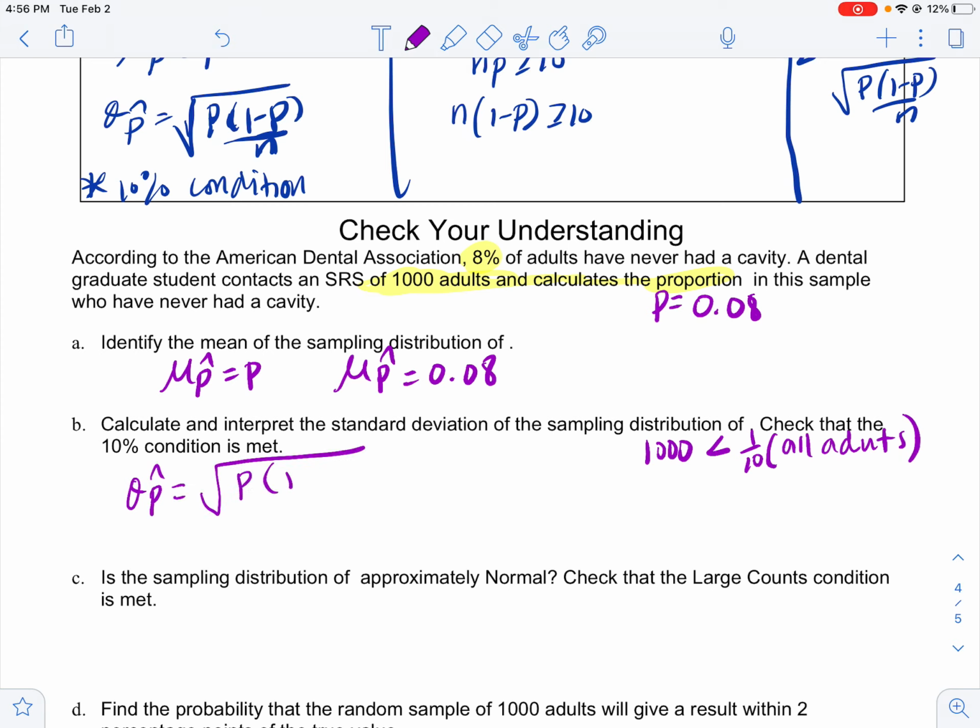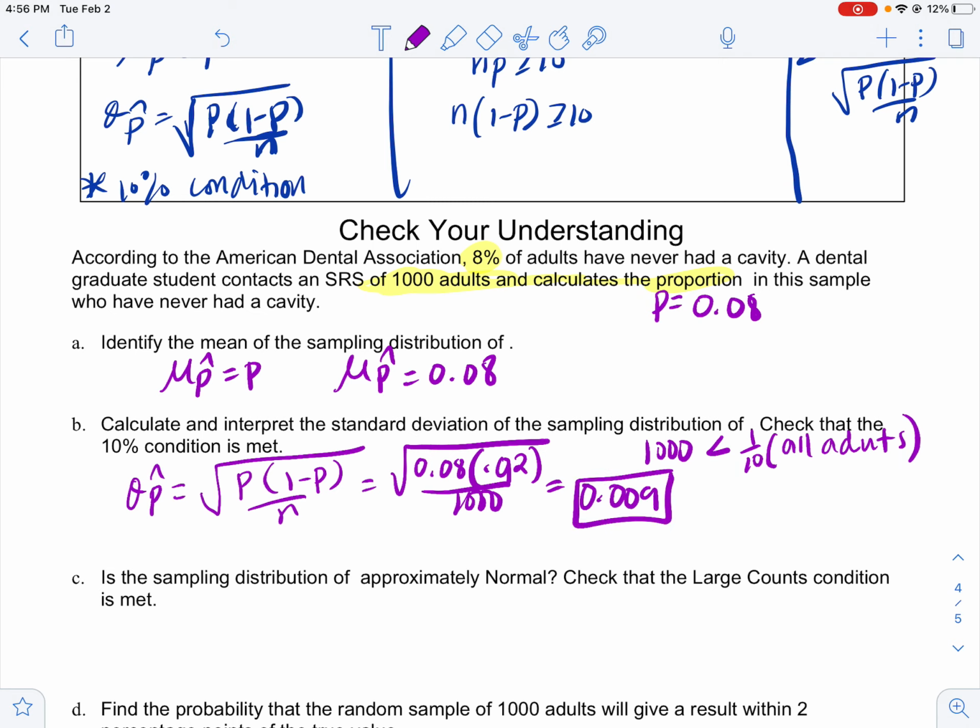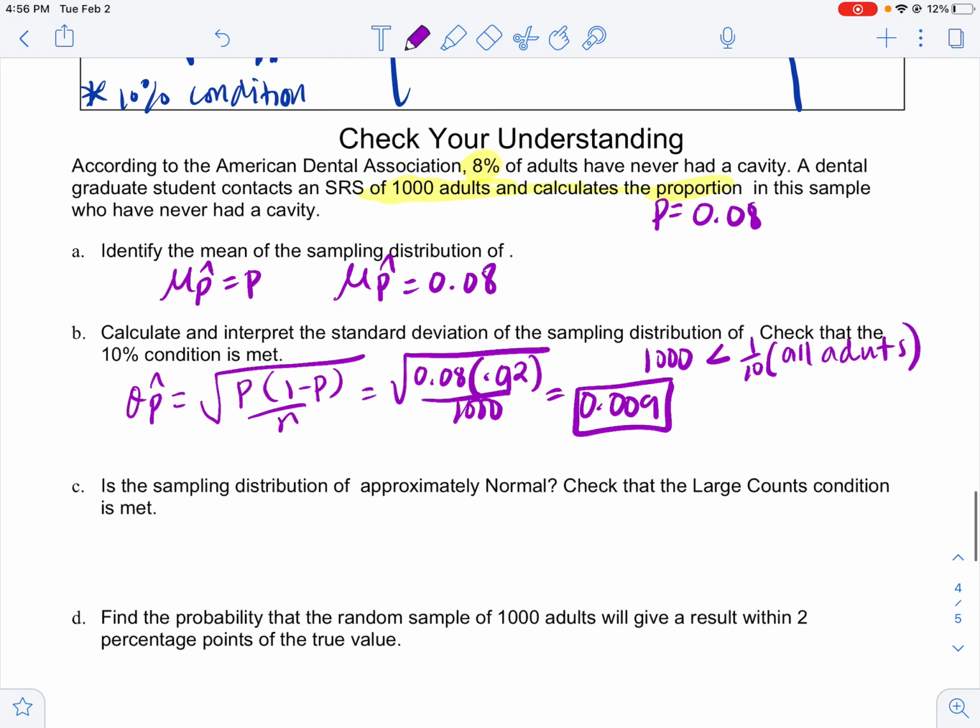Should I write it first? Okay, let's write it first and then we'll substitute. Our P is of course 0.08. So 0.08 times 1 minus 0.08, so can I just put 92 over 1,000? And that is 0.009. I think, hopefully. Please make sure to check my answer.